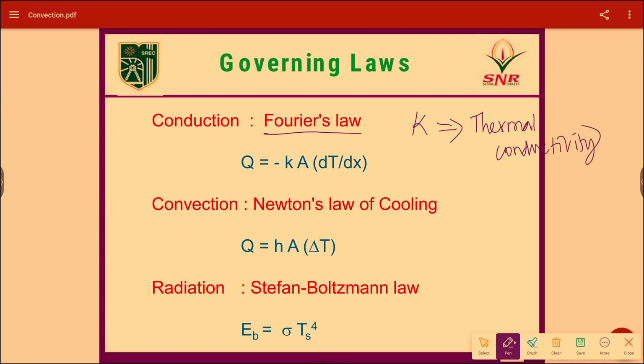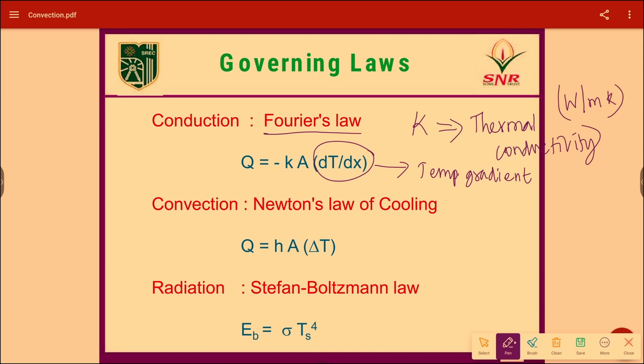K stands for thermal conductivity. A stands for the area perpendicular to the heat transfer, and dT by dx is nothing but the temperature gradient. This thermal conductivity has the unit watt per meter Kelvin.